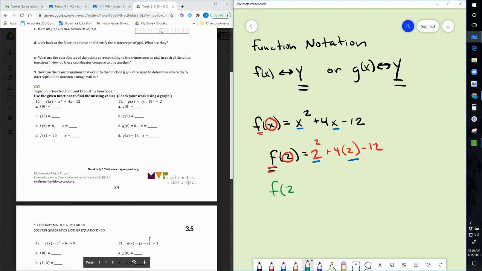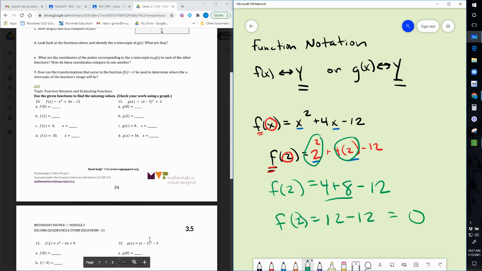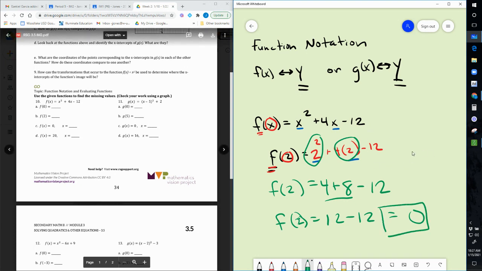f of 2 equals, and we go ahead and solve. 2 squared is 4, plus 4 times 2 is 8, minus 12. Just use PEMDAS. f of 2 equals 4 plus 8 is 12, and then 12 minus 12 equals 0. So your final answer for that one would be 0. A little bit of review there.